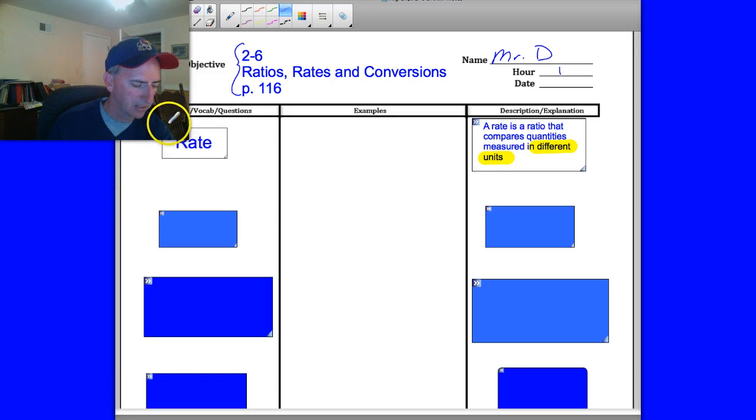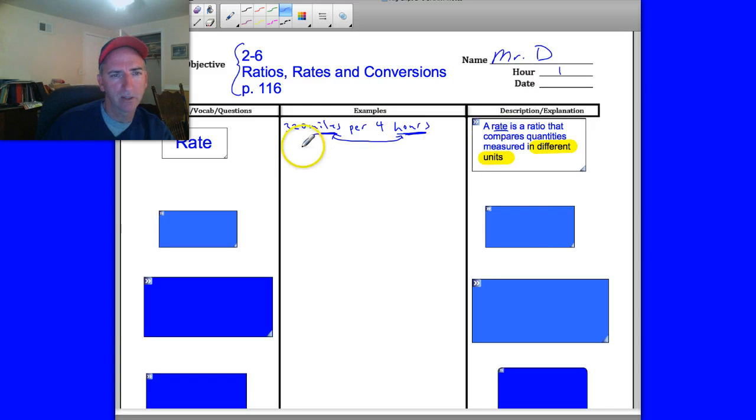Well, here's an example. Let's say I went 320 miles per 4 hours. Okay, so if I went 320 miles per 4 hours, these are different. That is a measure of distance. This is a measure of time. So what does that mean for us? That means we're comparing two different units here, and that is a rate.